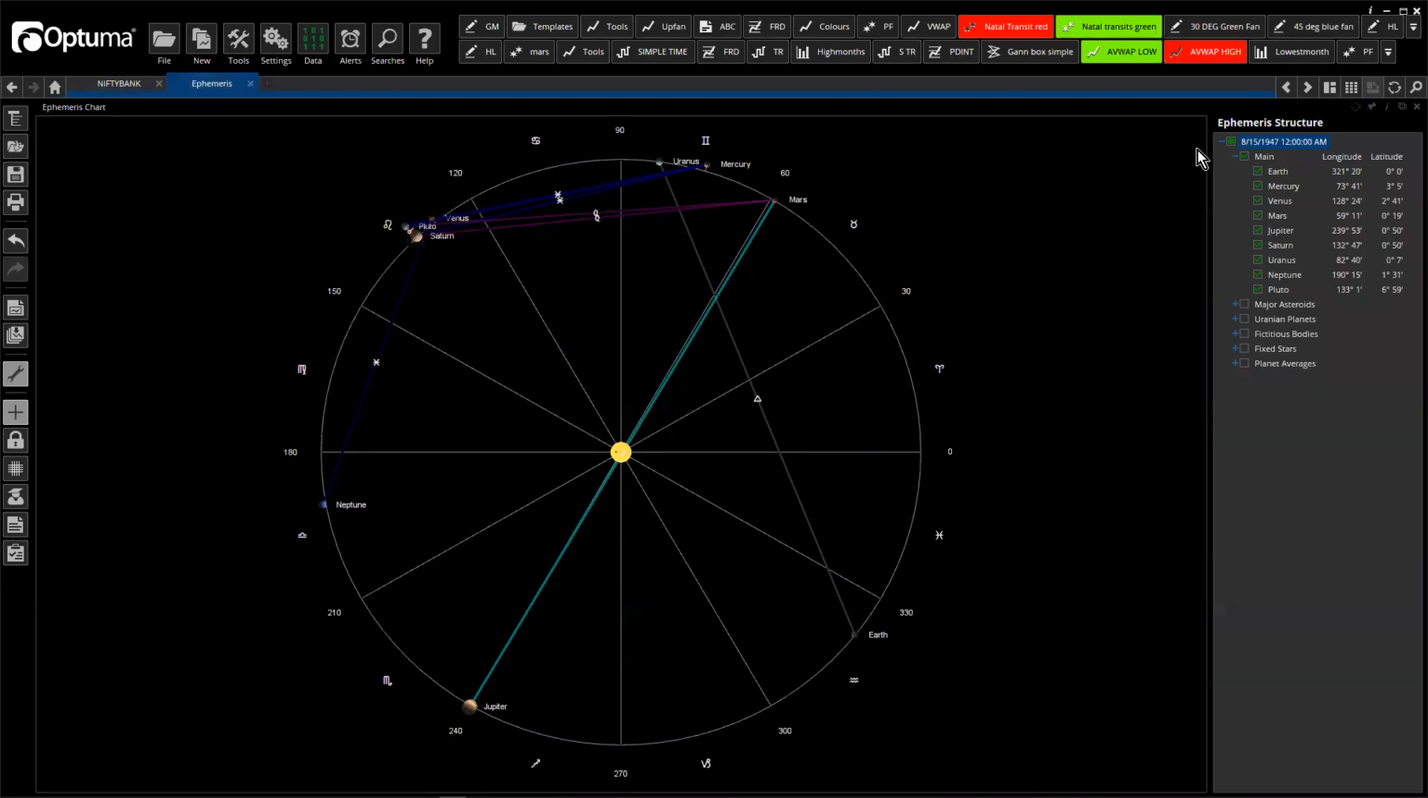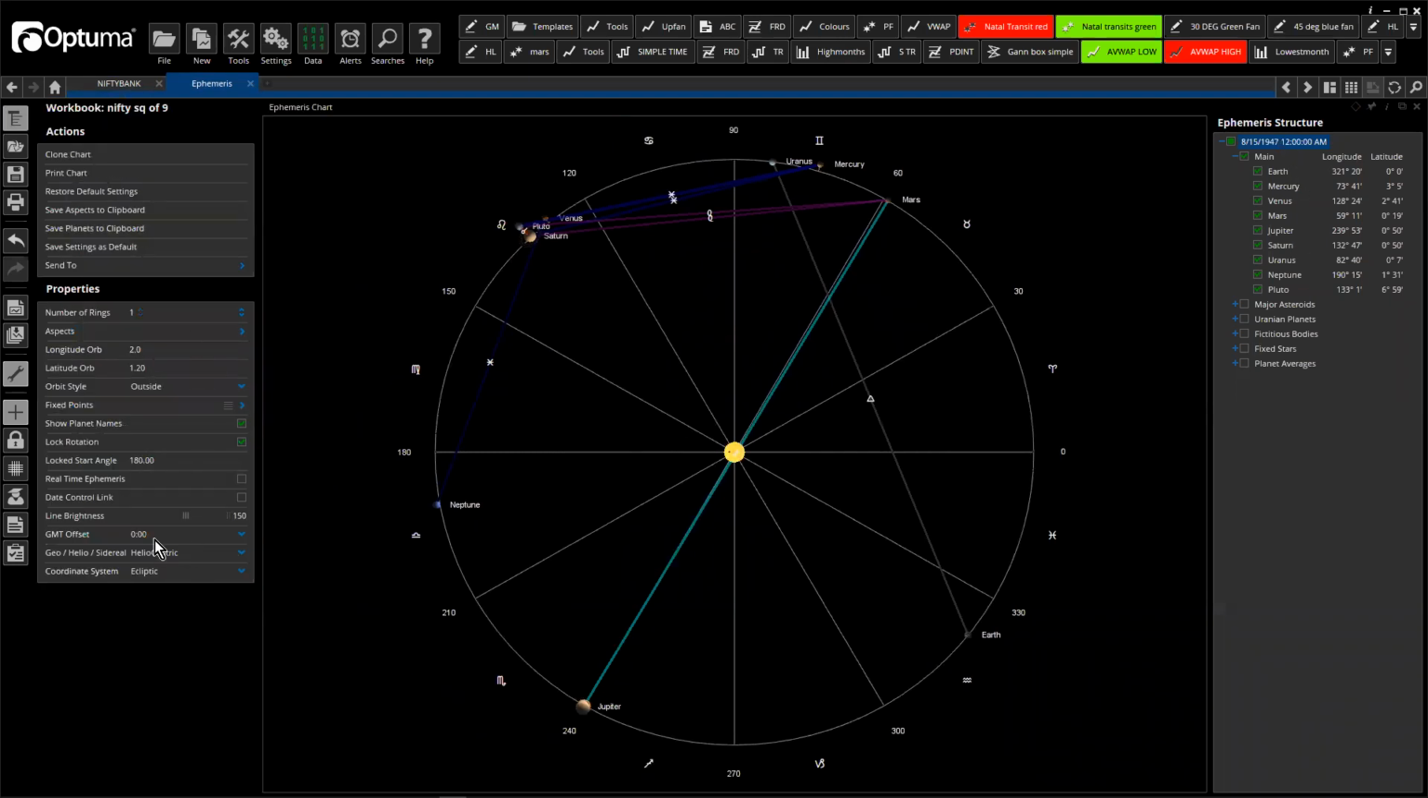I've got here 8:15, 1947, 12 a.m. on my ephemeris. Heliocentric planet set on my chart. Heliocentric. I'm going to set it to 4:30. I think that's the GMT offset for India. But anyways, it doesn't truly matter unless we're looking at the exact decimals, okay?